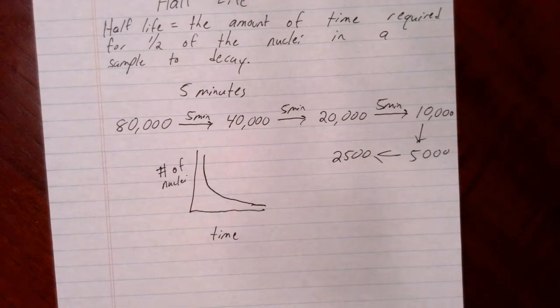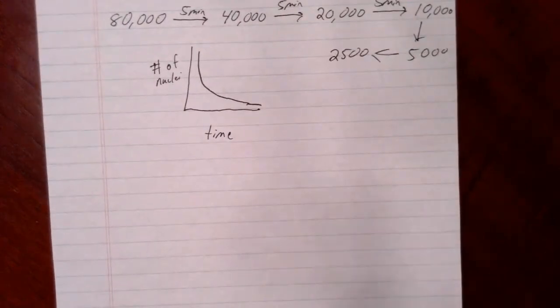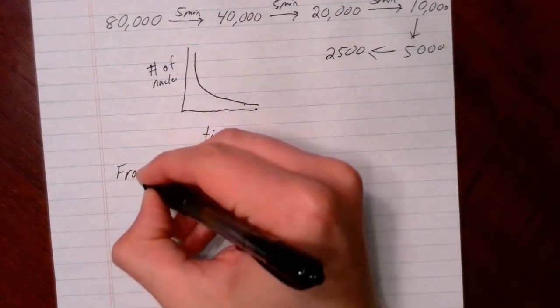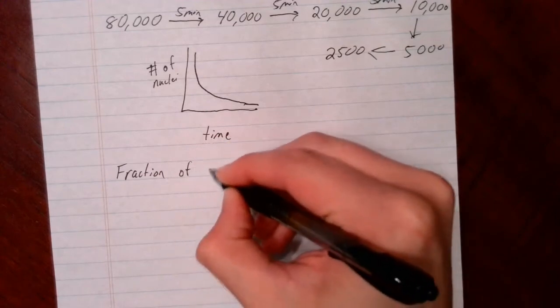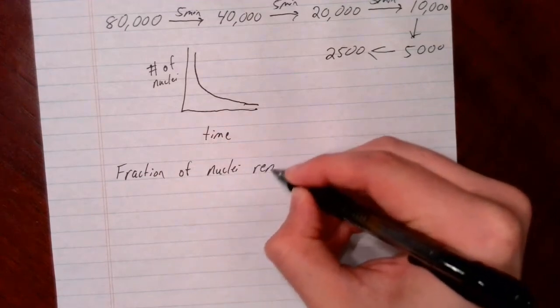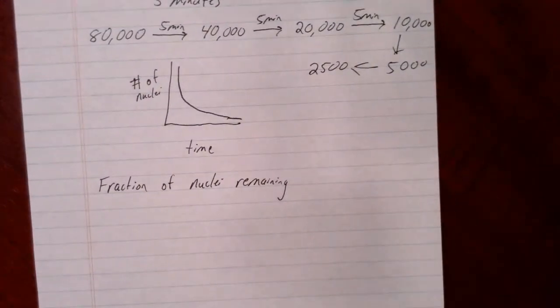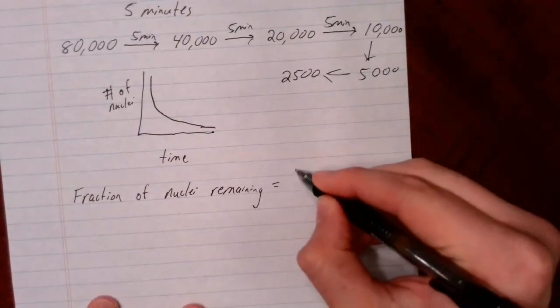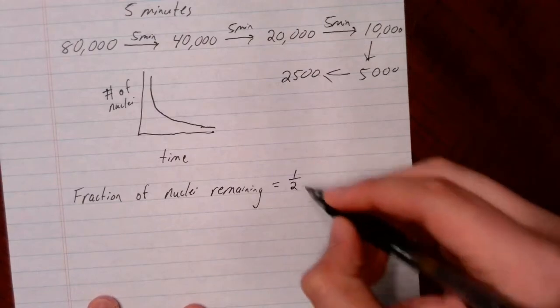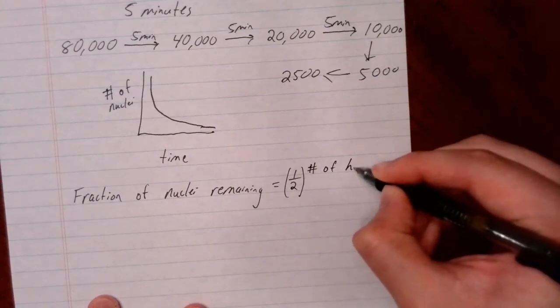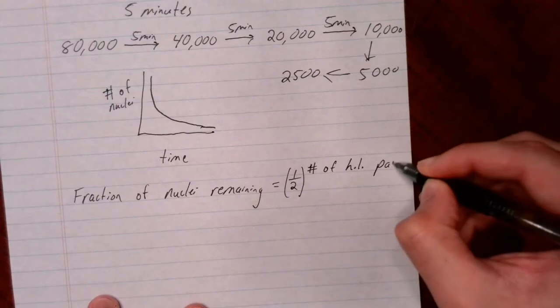So if we look at how we use these in calculations, rather than using symbols for these formulas, I'm going to write them out in words first, just so we kind of know what's going on. So let's just say the first formula is the fraction of nuclei remaining. When I say remaining, after they decay, there's still a nucleus there, but it's a different type of nucleus generally. So we say the amount of parent nuclei remaining, or the fraction remaining, is equal to 1/2 raised to the power of the number of half-lives (HL) that have passed.